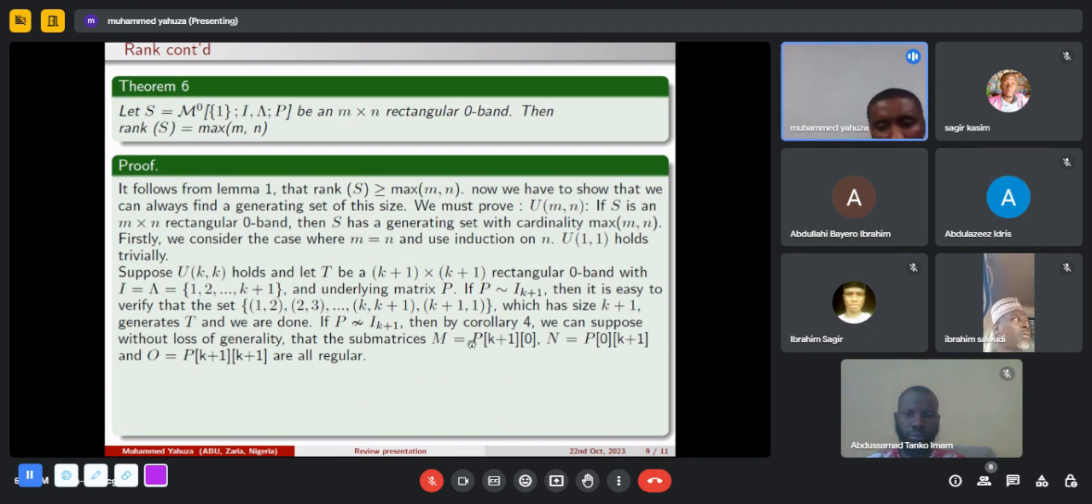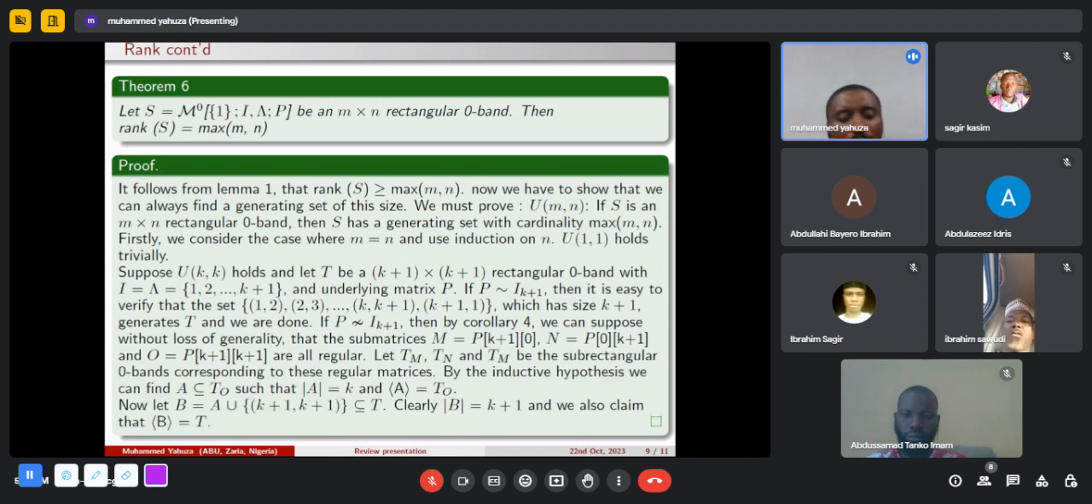So here it means we are deleting the k plus 1 row, and this submatrix will still be regular. Here we are deleting the k plus 1 column and leaving the rows, and this submatrix will still be regular. And here, if you delete the k plus 1 column and k plus 1 row, then the submatrix O will still be regular. Now, let Tm, Tn, and, sorry, here is supposed to be T0, that is a typo. T0 be the subrectangular zero band corresponding to these regular matrices.